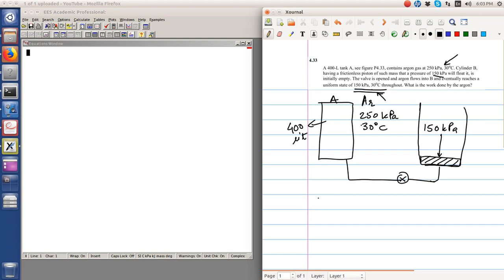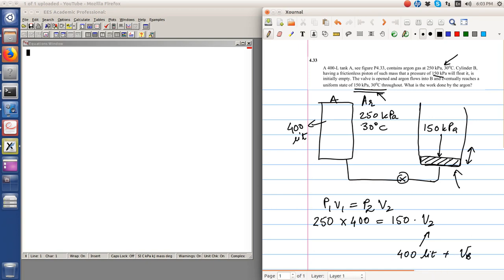Therefore, for a constant temperature process, if we consider the total mass of argon as our control mass, then P1 V1 is equal to P2 times V2. P1 is equal to 250 and V1 is equal to 400 liter. And P2 is equal to 150 and V2 is to be found out. V2 will comprise of the 400 liter tank plus the volume gained in this particular cylinder.